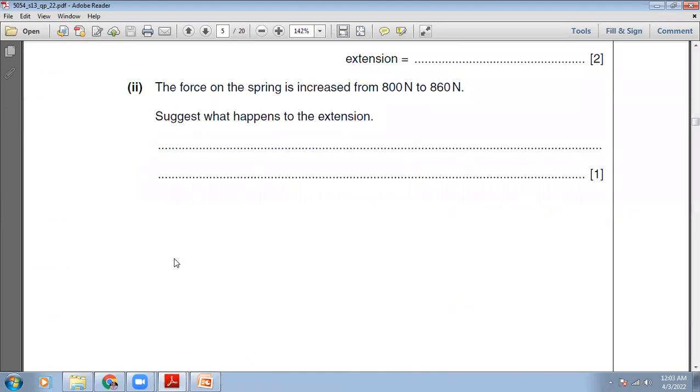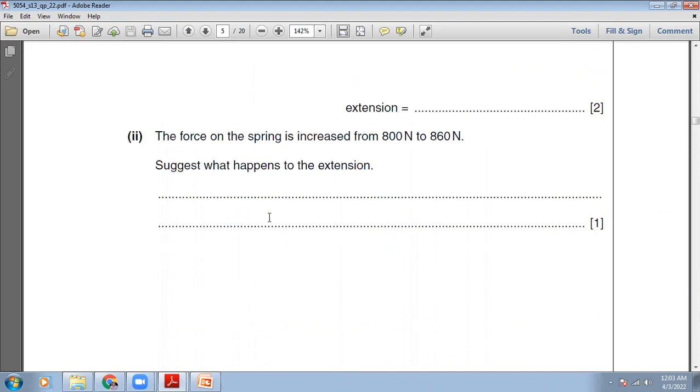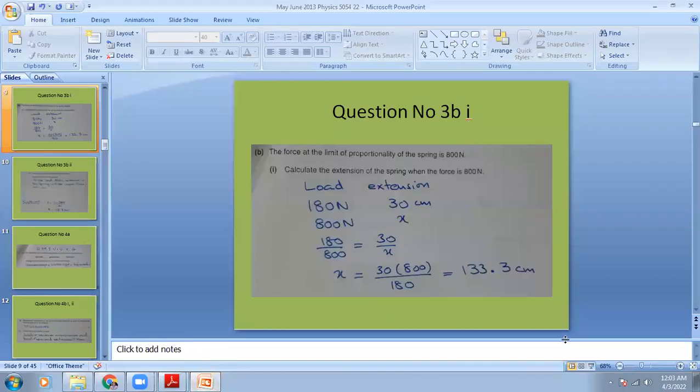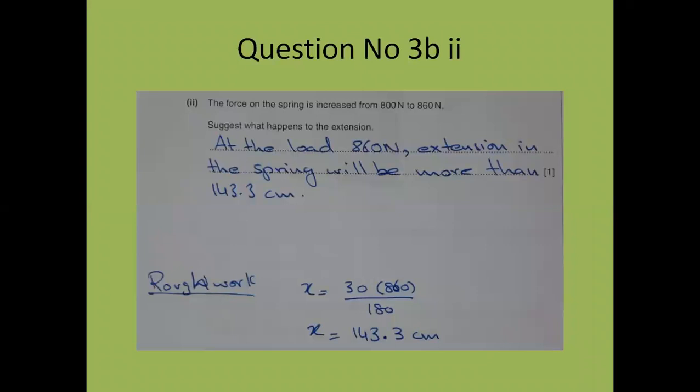Then their question is, the force on the spring is increased from 800 Newton to 860 Newton. So what happens to the extension? Okay, so because 800 Newton is the limit of proportionality, when you apply a load of 860 Newton, you will cross the limit of proportionality. So try to understand this. First look at this as rough work.